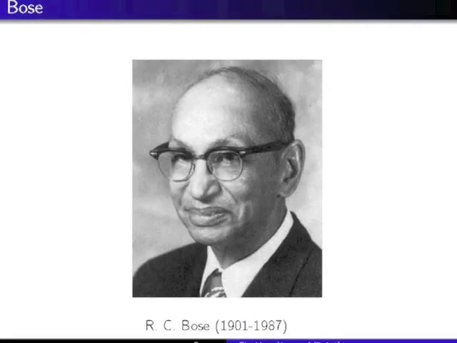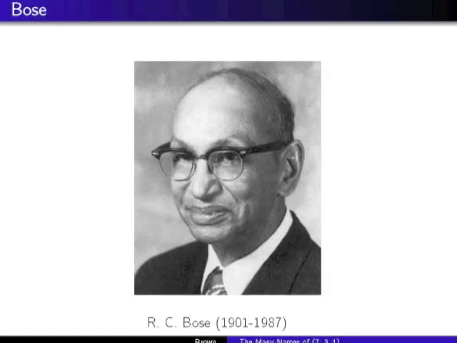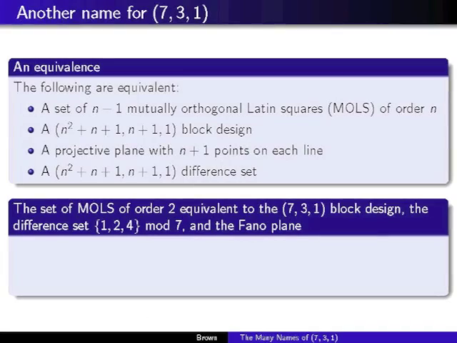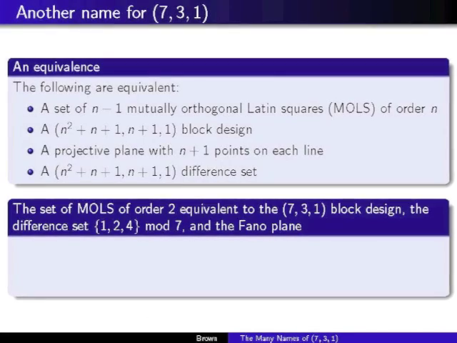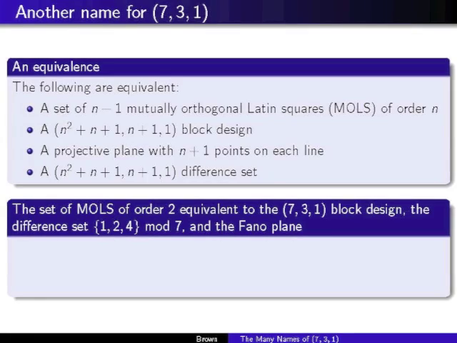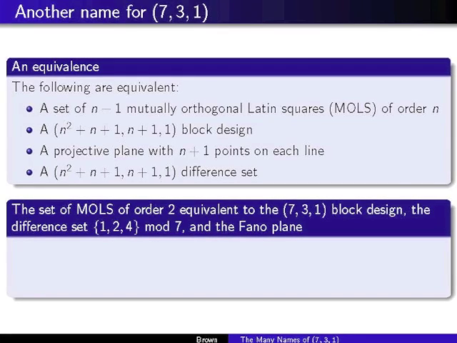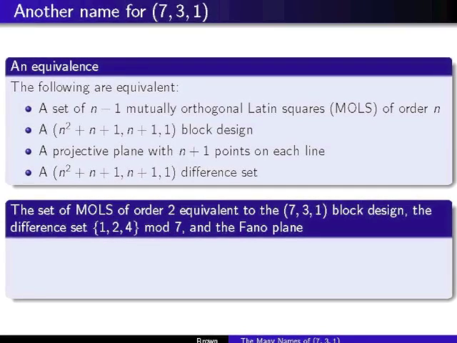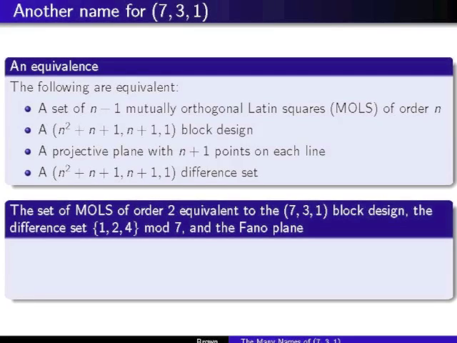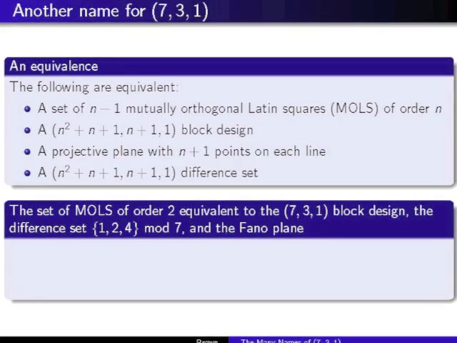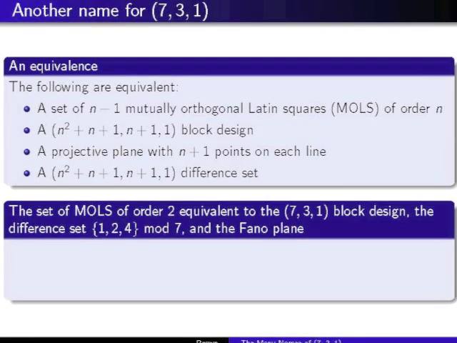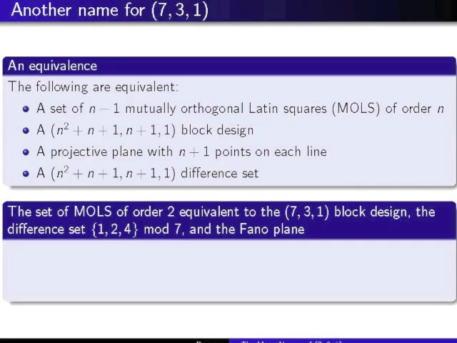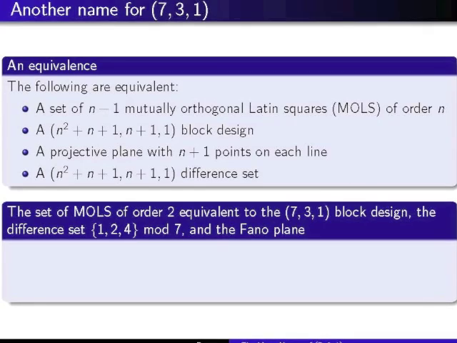Can't have everything. Okay, well, so we have another name for 731. We've got a set of n minus 1 mutually orthogonal Latin squares of size n. We have a block design with those parameters. We have a projective plane with that many points on each line. And we have a different set with those parameters. And for n equals 2, work this out, 4 plus 2 plus 1, 2 plus 1, 1, we get 7, 3, 1.